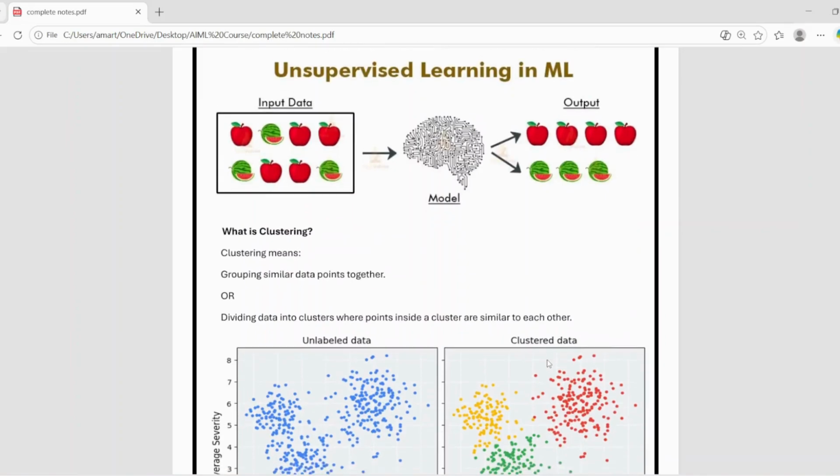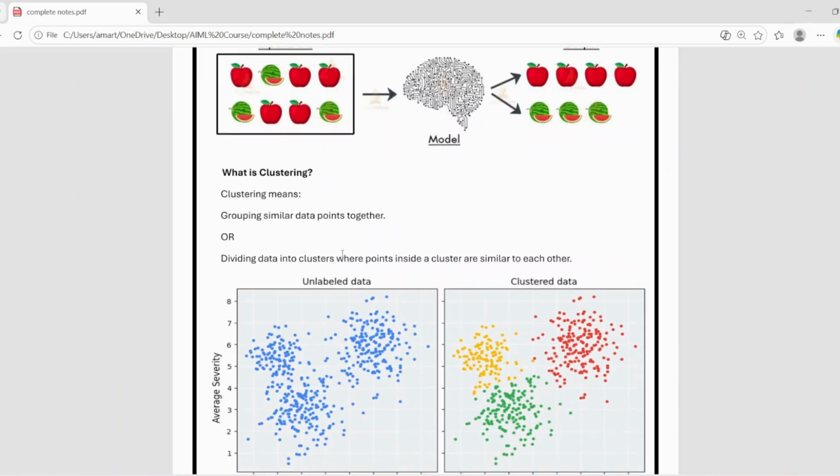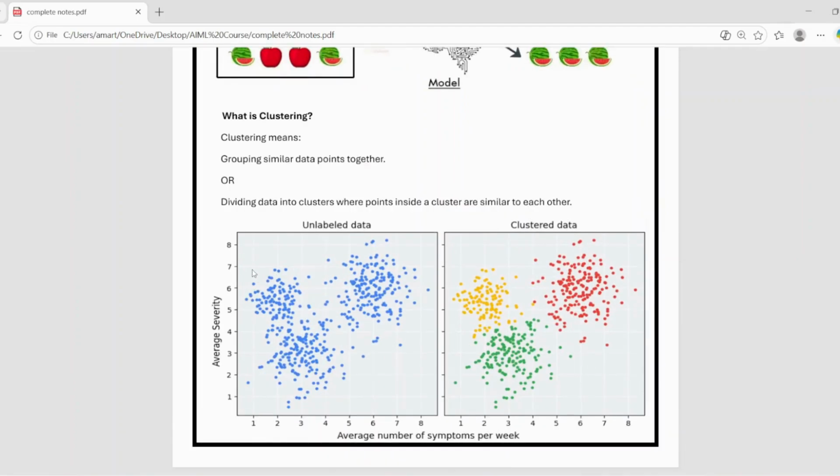So what is clustering? Clustering means grouping similar data points together, or dividing data into clusters where points inside a cluster are similar to each other. What does it mean? Suppose you have this unlabeled data, where you will not have the output. This is how it looks.